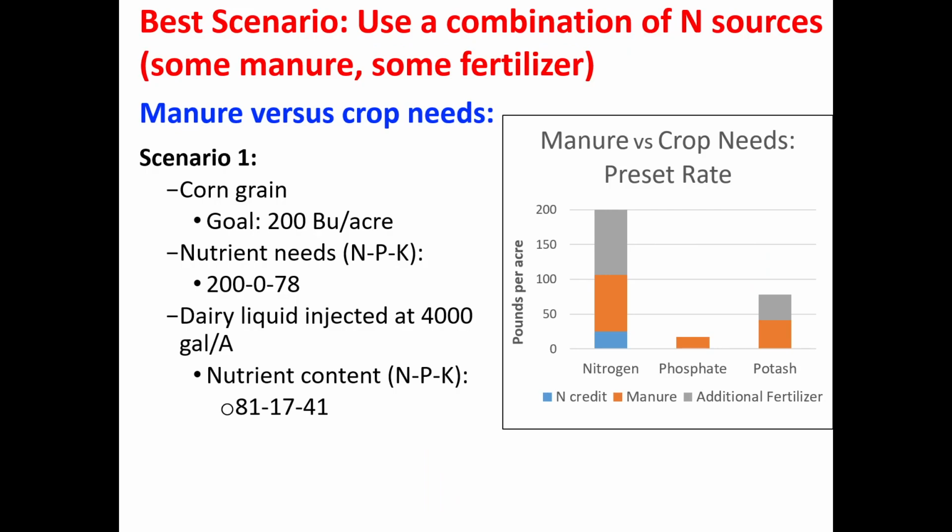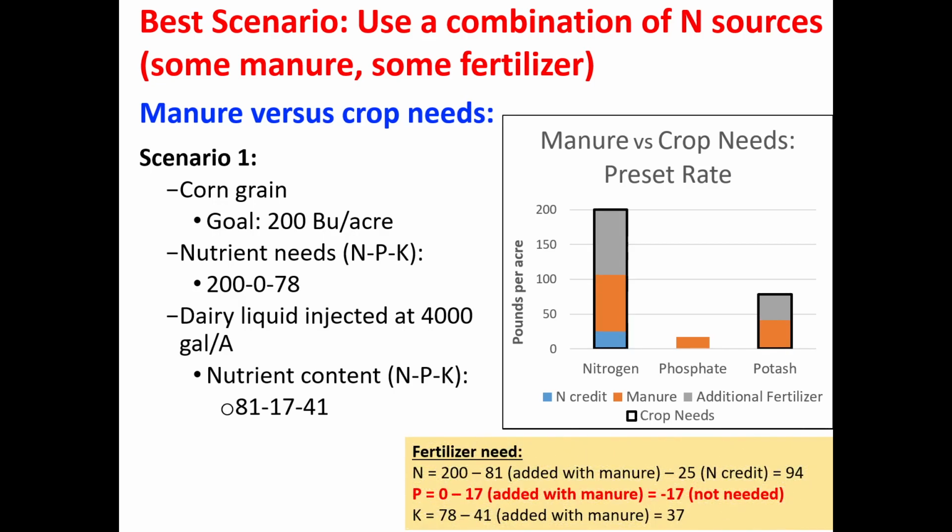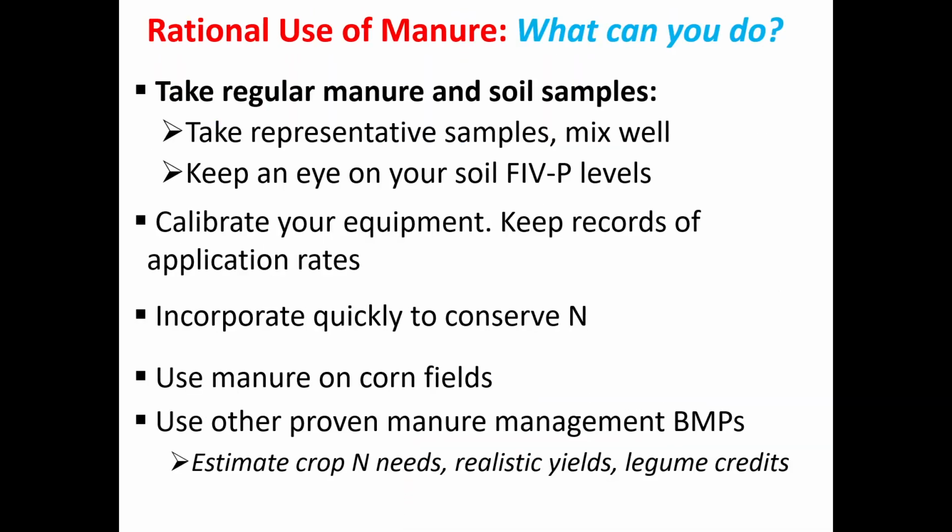So this is sort of the best scenario, the one that we taught in the beginning, which is a combination of manure. So you're getting nitrogen, some phosphorus, potassium, and we didn't talk about micros, but with this application, you're going to get enough micros and also sulfur that there's never going to be a need for it. All right, so again, take regular manure samples. We talked about soil sampling variability. Welcome to the world of manure. It's going to be messy, with a lot of variability.